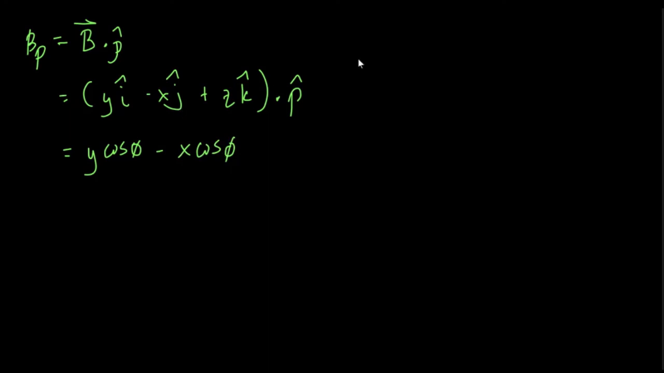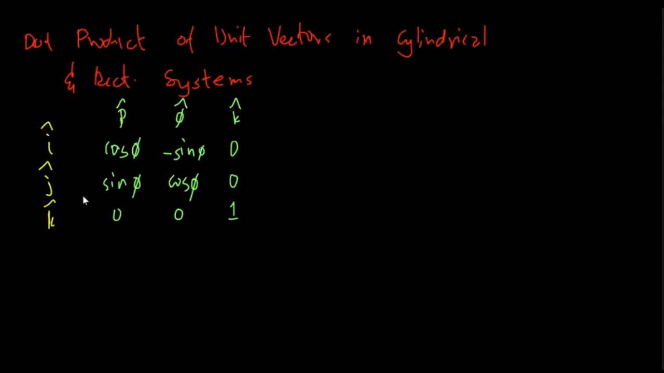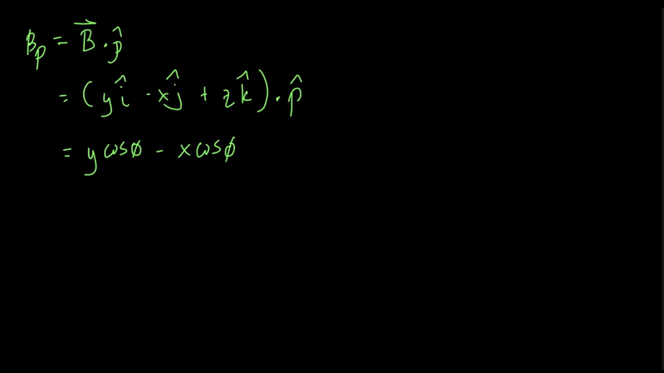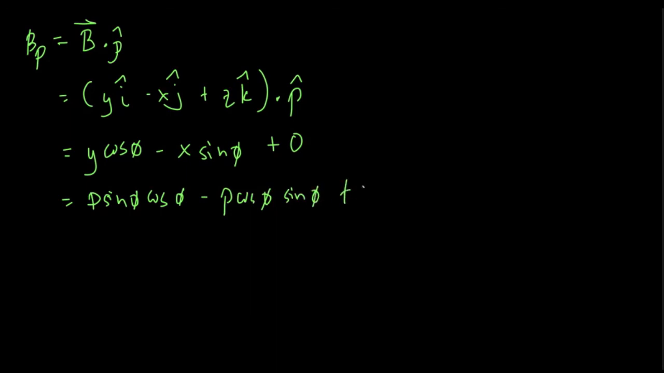Let's check that first. So j dot rho hat is not cosine but sine phi. Sorry for that mistake. So this is equal to sine phi, and k dot rho hat is equal to zero. So y is rho sine phi, times cosine phi, and x is rho cosine phi, times sine phi, plus zero. So these are identical terms being subtracted from each other, and this is equal to zero. So our b sub rho is equal to zero.